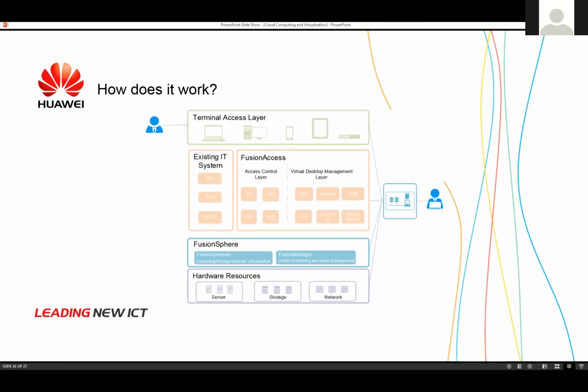The Fusion Access desktop solution has the following advantages. It improves maintenance efficiency. This solution provides a one-click maintenance tool, which simplifies system maintenance and improves work efficiency. With the desktop cloud, an IT engineer can manage more than 2,000 virtual desktops, which increases the maintenance efficiency by 4 times.